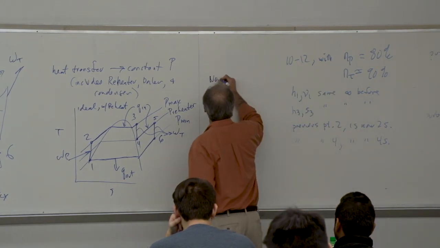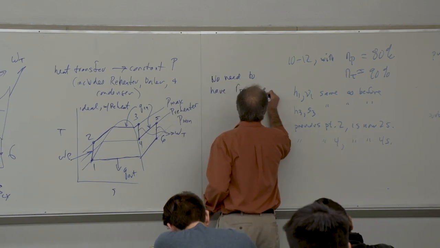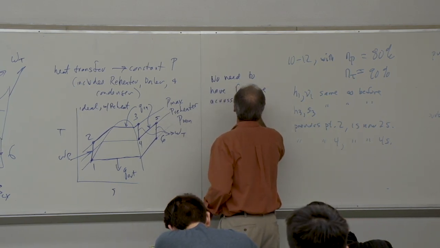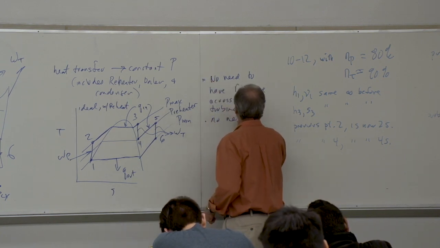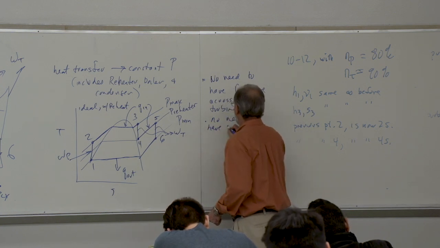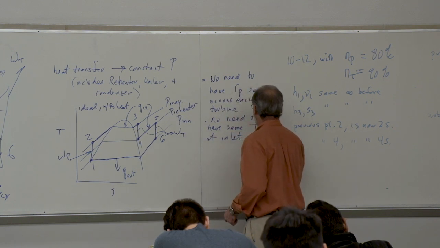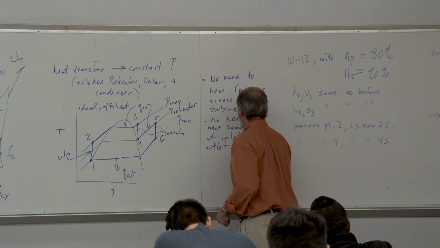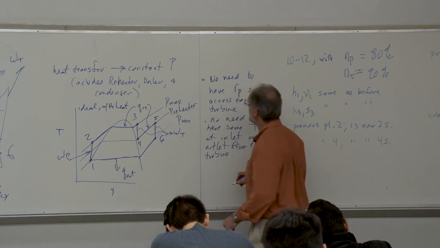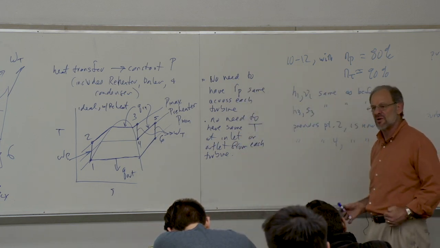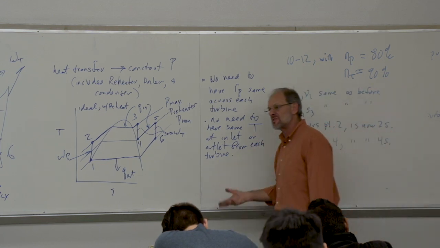Again, let me note, no need to have the pressure ratio the same across each turbine. No need to have the same temperature at inlet or outlet from each turbine. Okay, so ever so slightly different, but the same basic process, right? We're still talking about constant pressure heat input. We're still talking about work being done in 2 stages instead of 1.